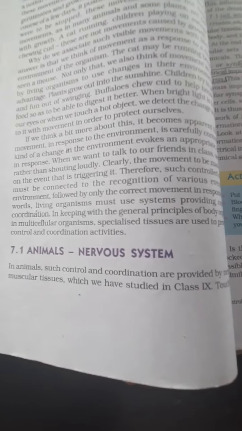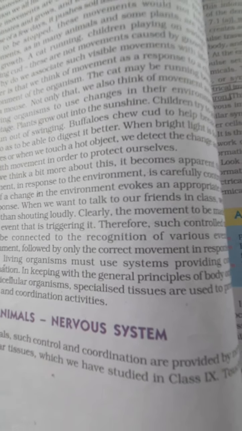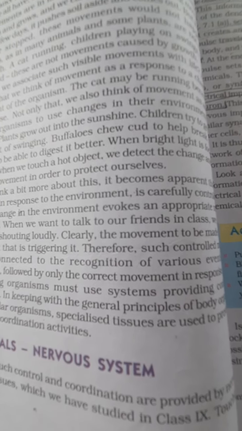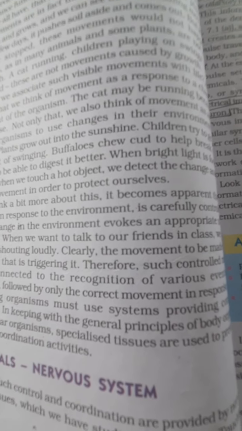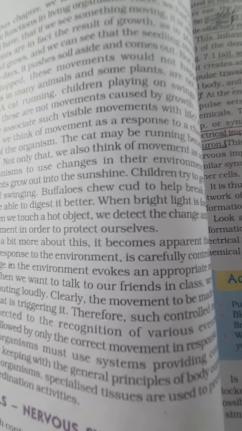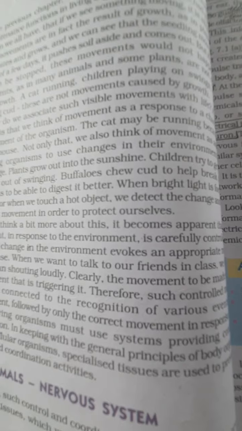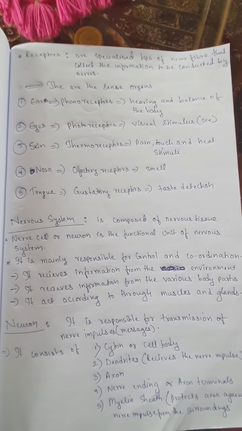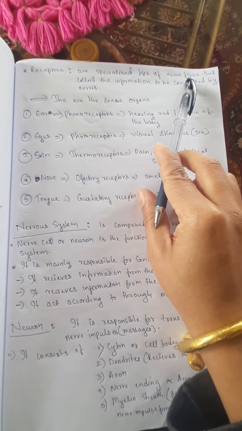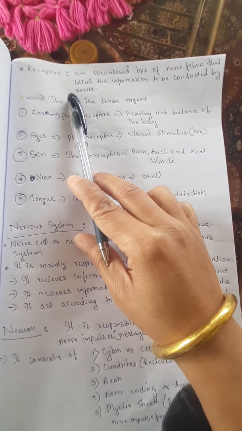Now, let us learn about the nervous system in animals. But before that, we must be aware that there are receptors present in our sense organs. I hope you all know about the sense organs, which collect the information from the surroundings. Now, what are receptors? Receptors are specialized tips of nerve fibers that collect the information to be conducted by the nerves.